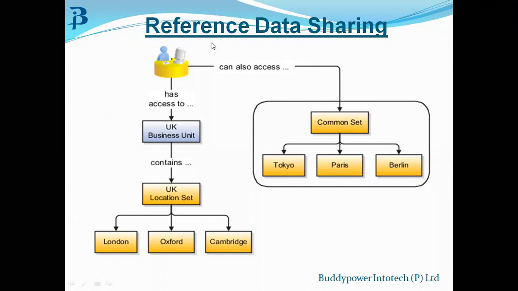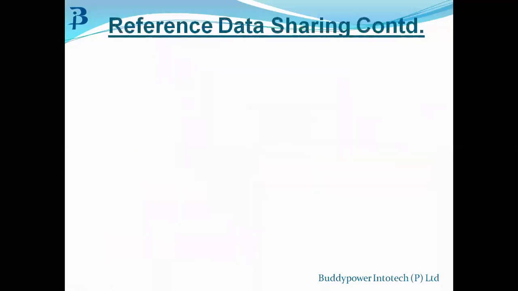So basically, this is your reference data sharing, wherein you put your reference data sets so that you can limit your access or grant access of sharing your master data objects, right? So this is what reference data sharing means, which is an exclusive feature in Oracle Fusion, which was not available in the EBS. All right, so let's move ahead.